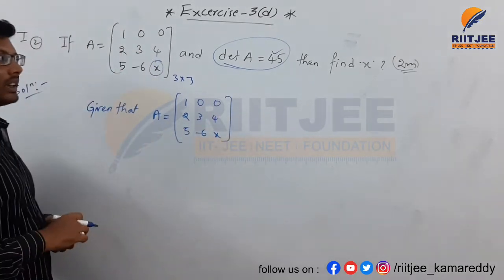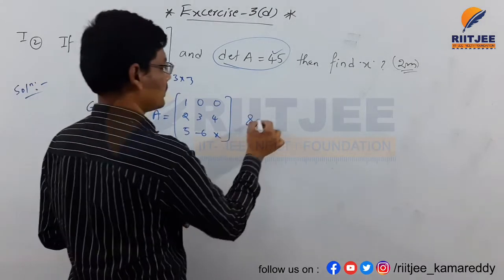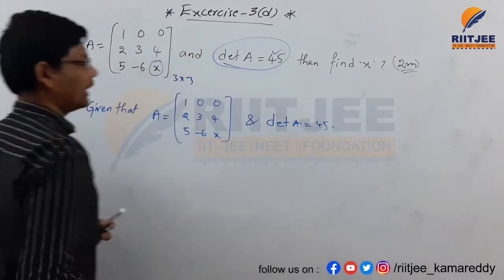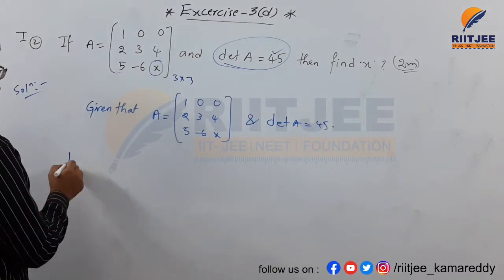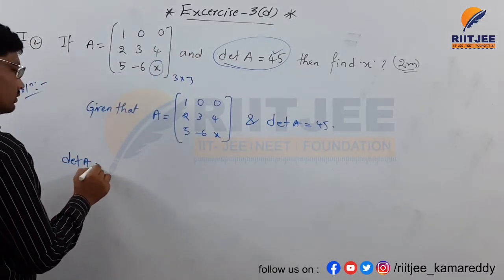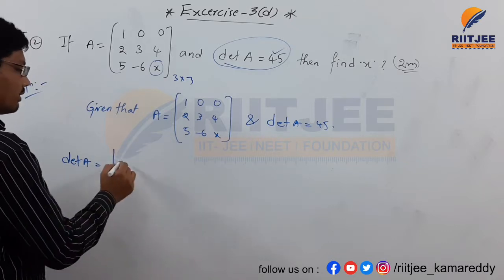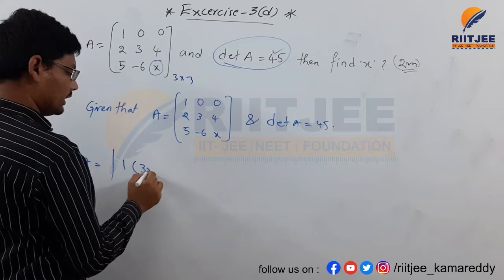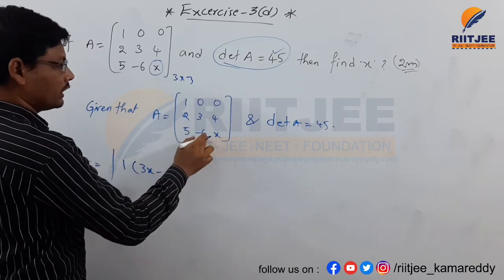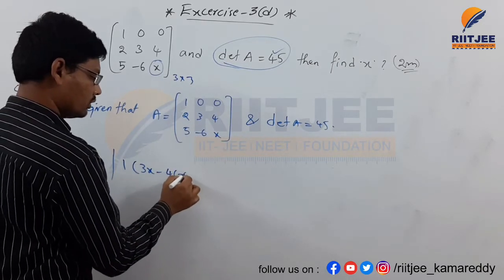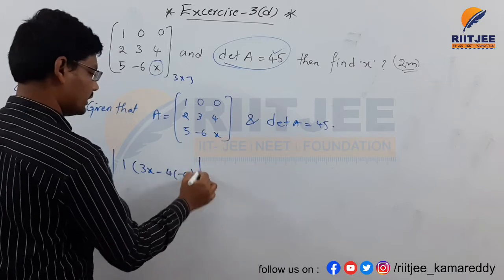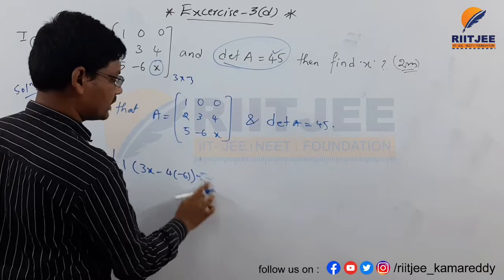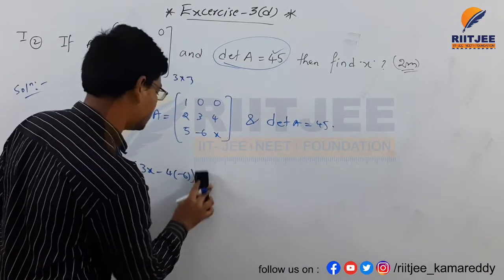This is a 3x3 matrix, and det A is given as 45. Let's find det A. Det A is equal to the modulus of 1 into (3x minus 4 into minus 6), and this term will become minus here.